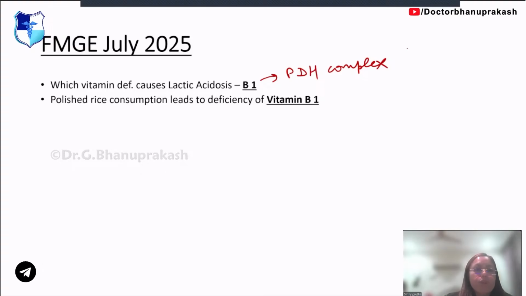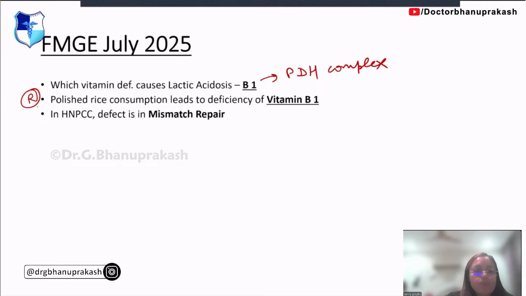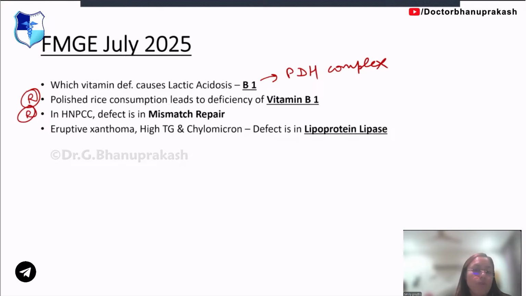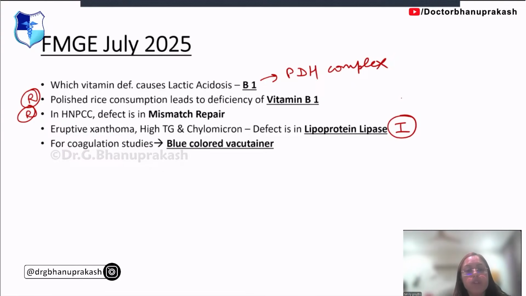Polished rice, repeated question, B1 deficiency. HNPCC, repeated question, mismatch repair defect. Eruptive xanthoma. I told you eruptive xanthoma means triglyceride increased. Chylomicron increase. Defect is in lipoprotein lipase. Type 1 hyperlipoproteinemia. For coagulation studies, which colored vacutainer? Blue colored vacutainer.